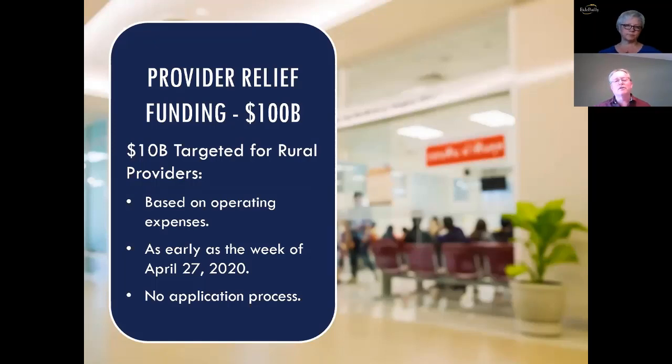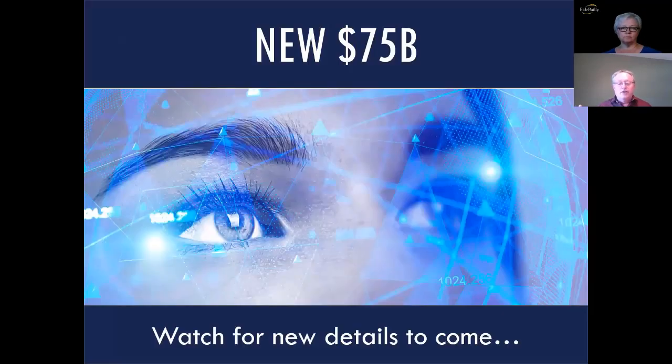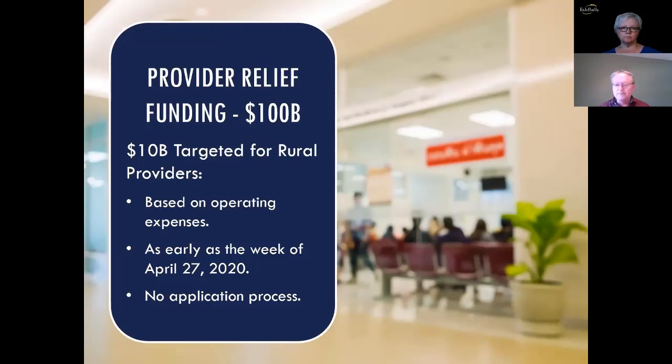It doesn't appear that there's an application process. It wouldn't surprise me if it comes out very similar to how the first 30 billion came out in our original funds. Then there's this new 75 billion. So the big piece here is let's watch for some details.